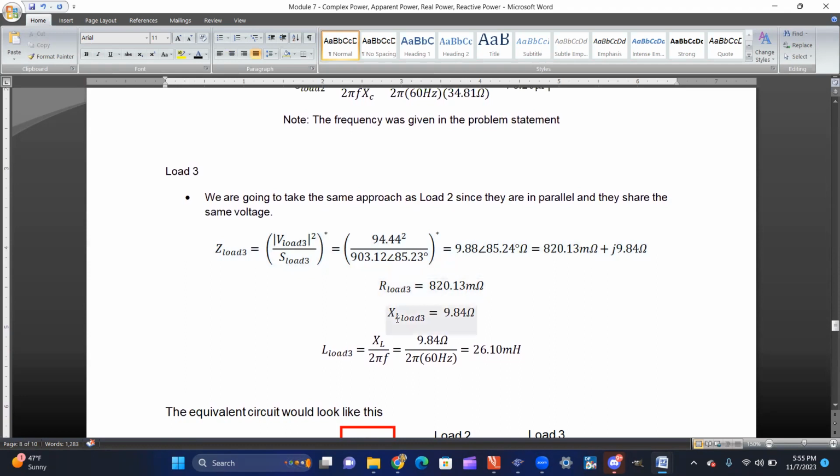To figure out the inductive reactance. And so right here, we get our impedance for load 3 in polar notation. If we break it out into polar and into rectangular, we'll get our resistive and inductive reactance components separately broken out. And so if we use our inductive reactance formula manipulated to solve for the inductance, we'll get 26.10 millihenries.